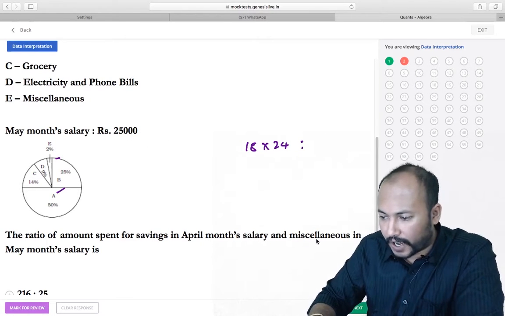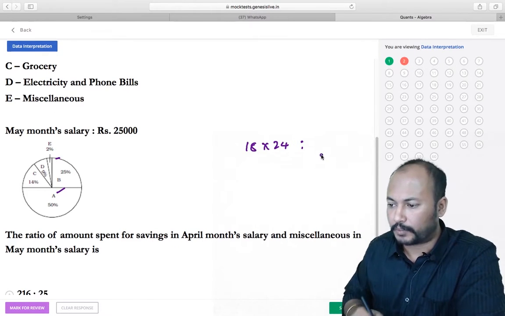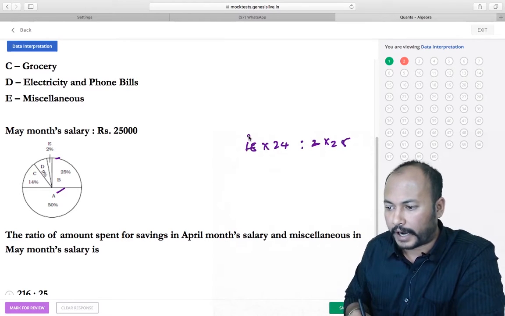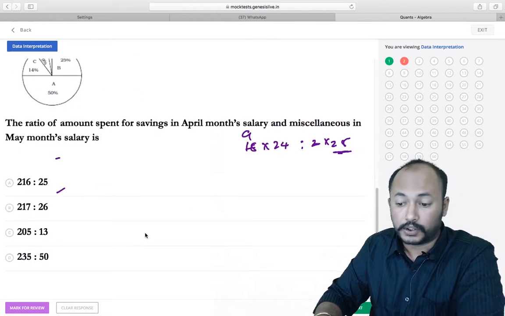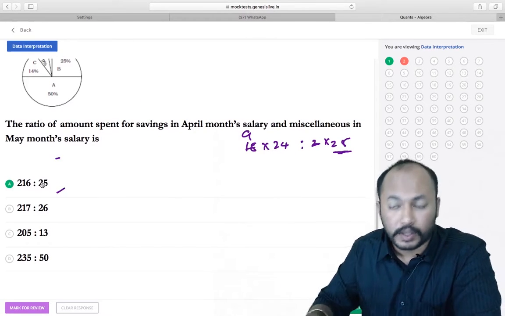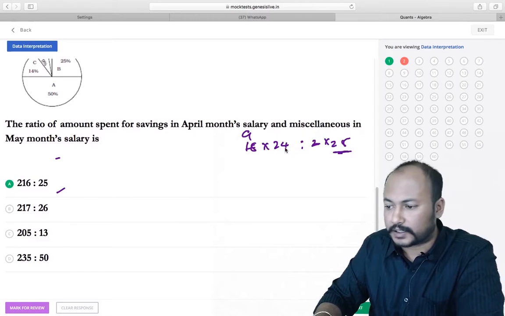Look at the other numbers. So here what you have is miscellaneous. Miscellaneous is E. Where is E? It's 2%. So what I'm looking for is 2 into 25. All right. So now 2 and 9. My right hand side has to be 25. Further it is not divisible. So I'll directly go with this option, just to cross verify once for our safety.